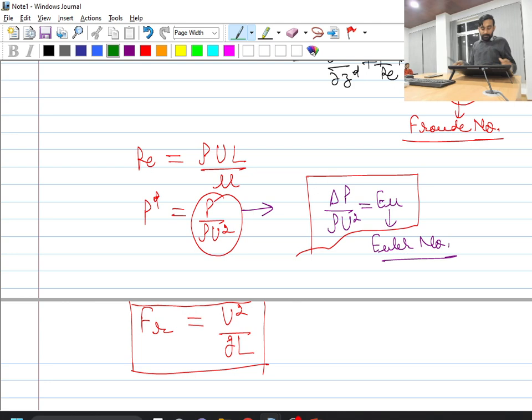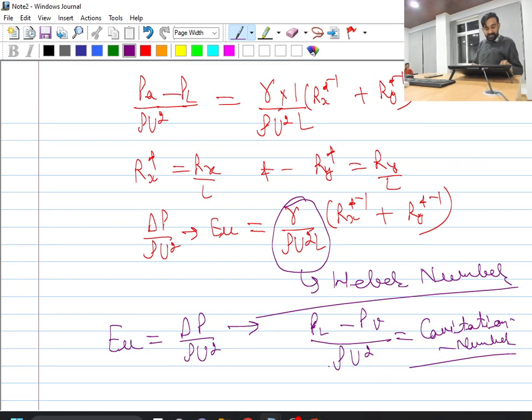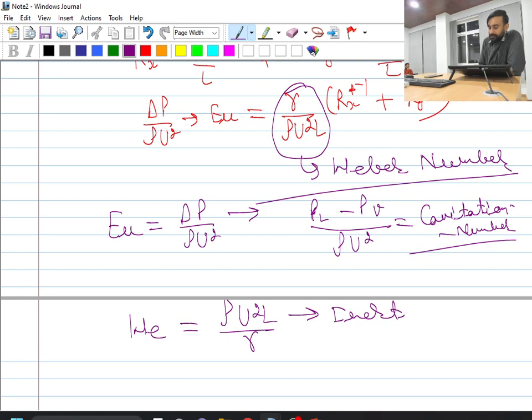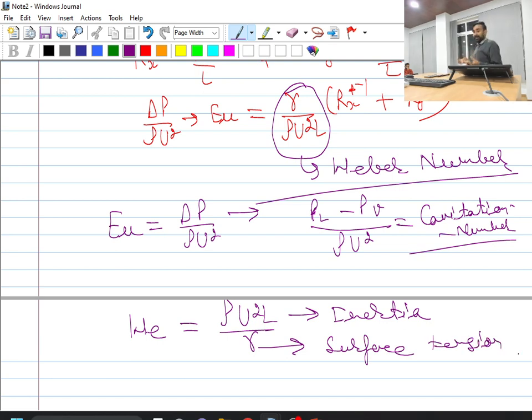Then the fourth important dimensionless parameter is the Weber number. The definition of the Weber number is rho u square L by gamma. Here rho u square L represents the inertia of the fluid particle motion, and gamma in the denominator represents the surface tension. So if I have to compare the inertia forces and surface tension forces in a flow field, I will look into the value of the dimensionless parameter Weber number.